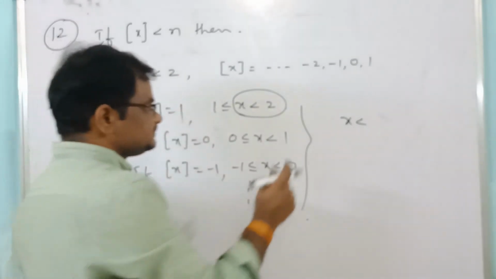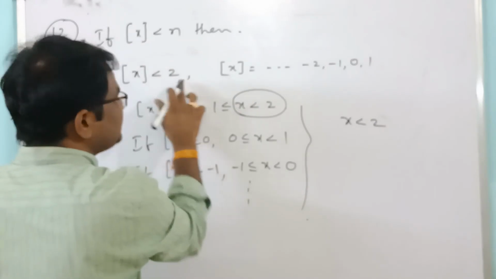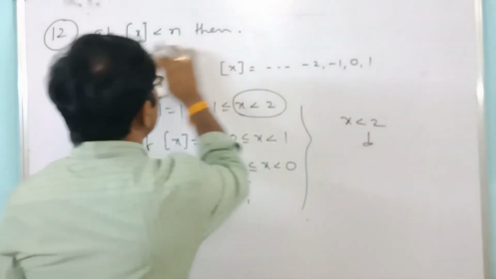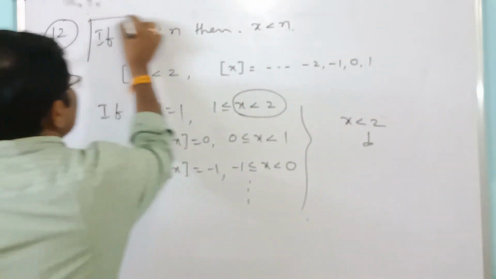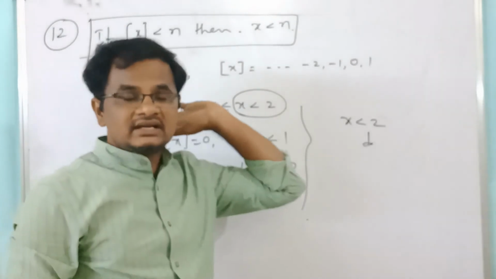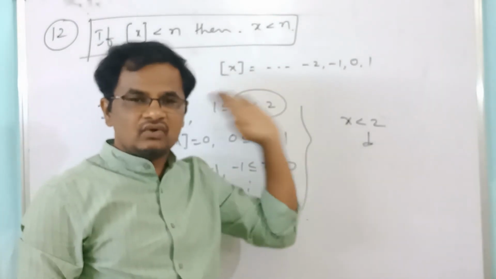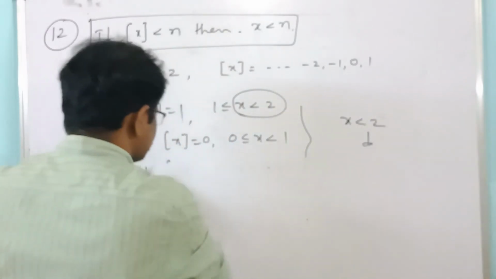So next, [x] less than 2 means x less than 2, you got. What can we conclude here? x is less than n. So whenever [x] is less than n, x is also less than n. So these 4 conditions are most important for this type of problem.